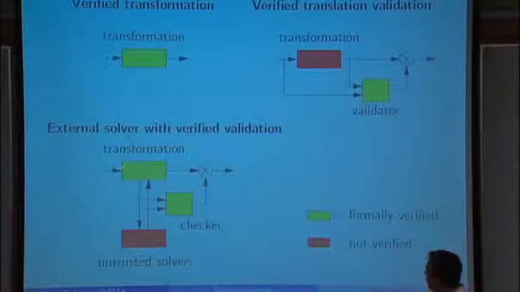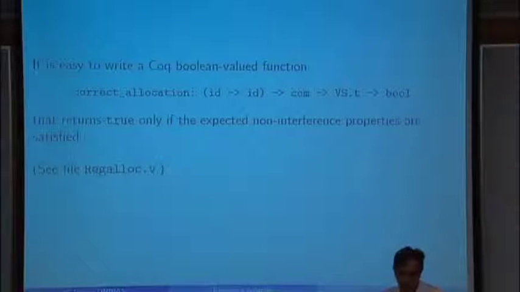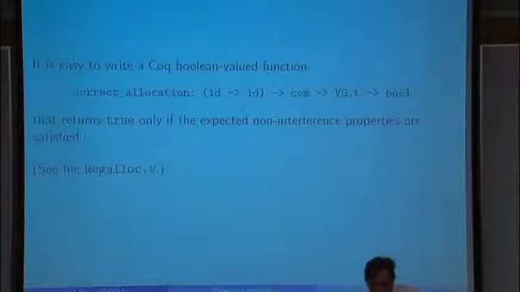And so for graph coloring, the approach I just outlined is kind of intermediate. The transformation itself is proved correct, but it calls into an untrusted solver for graph coloring, whose results are checked by a trusted checker. Okay, so it's kind of a mix between the two approaches. And it's easy to write a Coq Boolean-valued function that takes a candidate allocation, a command, and a set of variables live after, and returns true if all expected non-interference properties are satisfied.